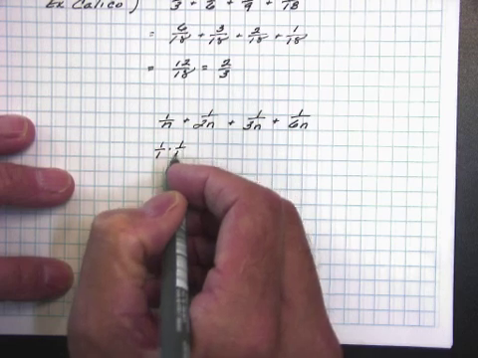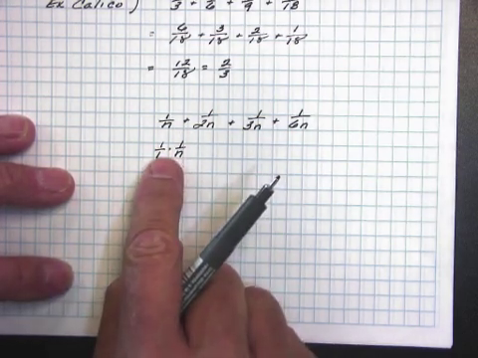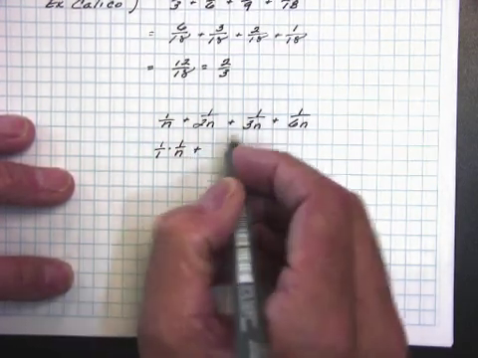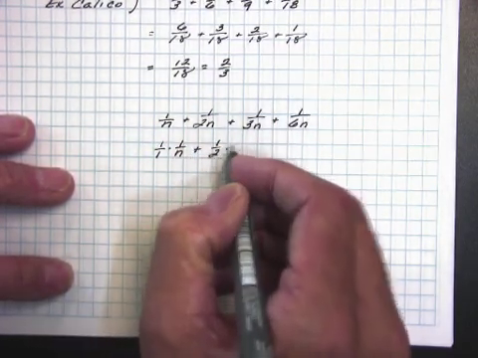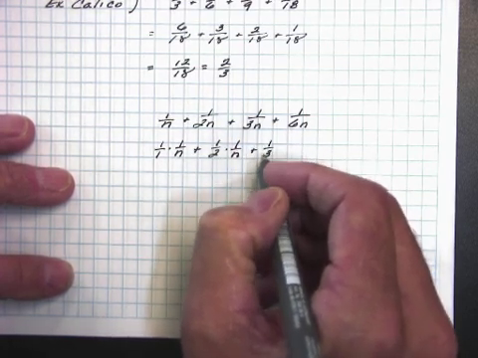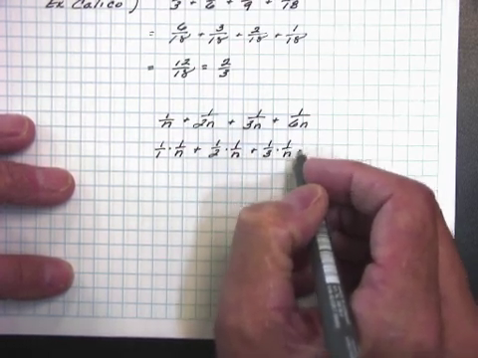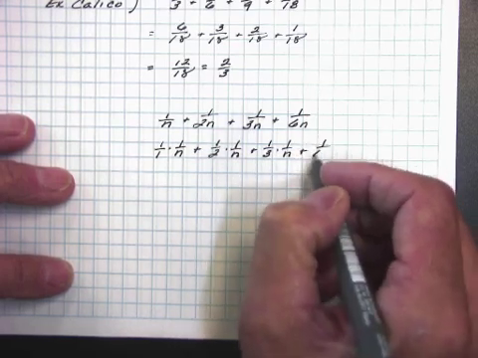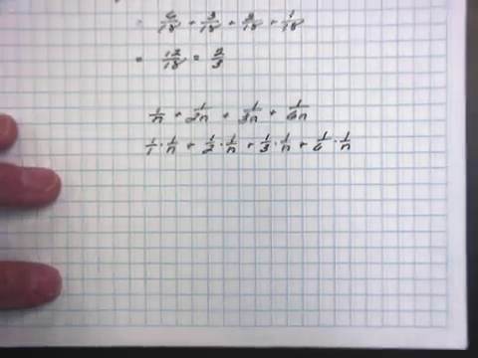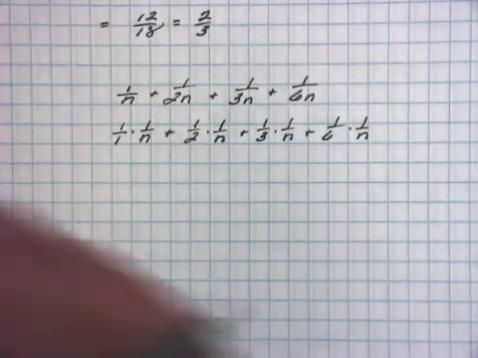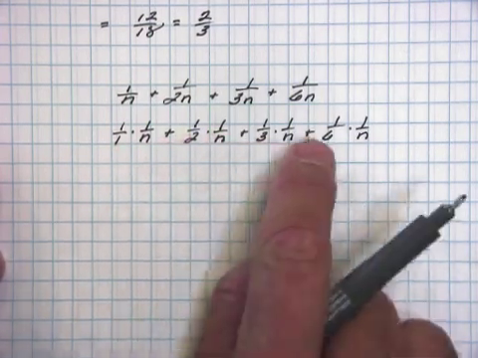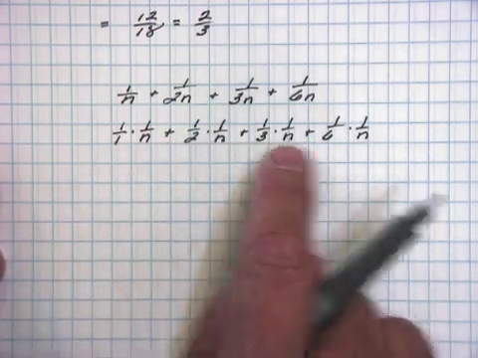Well, what I'm going to do is split up these fractions a little bit. I'm going to say that 1 over 1 times 1 over n, well, 1 over 1 is 1, and 1 times 1 over n is 1 over n. I can split up the second fraction as 1 over 2 times 1 over n. The third fraction can be 1 over 3 times 1 over n. And the last fraction can be 1 over 6 times 1 over n. All right? I'm going to zoom in a little bit.